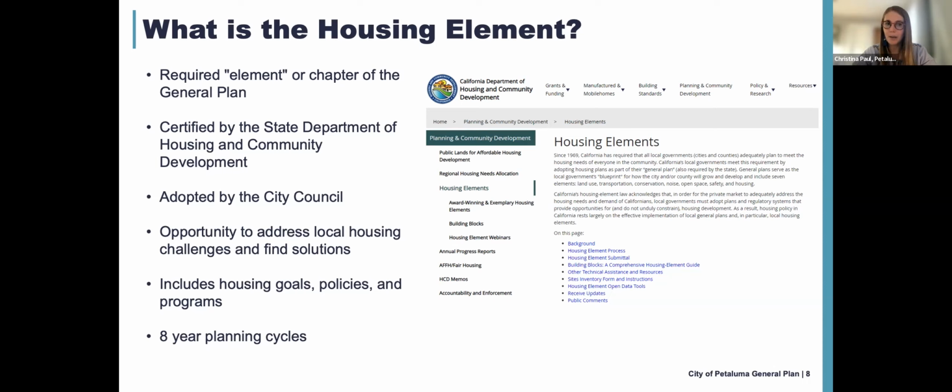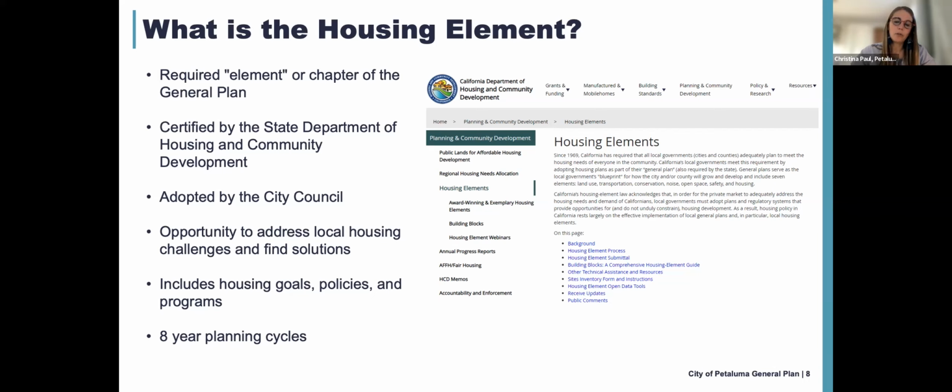You could also call them a chapter. The housing element is unique out of all of the elements in that it is very closely regulated by the State Department of Housing and Community Development. We are required to update our housing element at least once every 8 years. The whole Bay Area and the whole state of California are on 8-year cycles. The housing element needs to be approved by the folks at HCD, Housing and Community Development. It's adopted by City Council, and it's an opportunity for us to address local housing challenges.